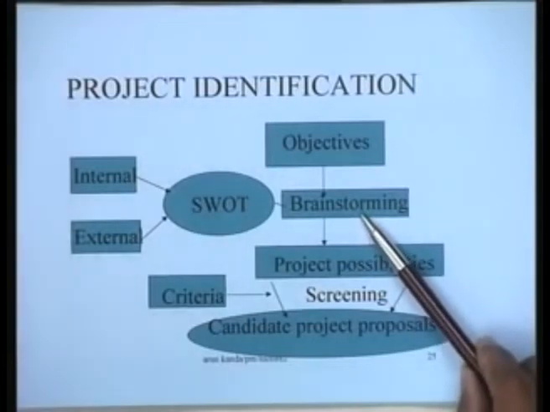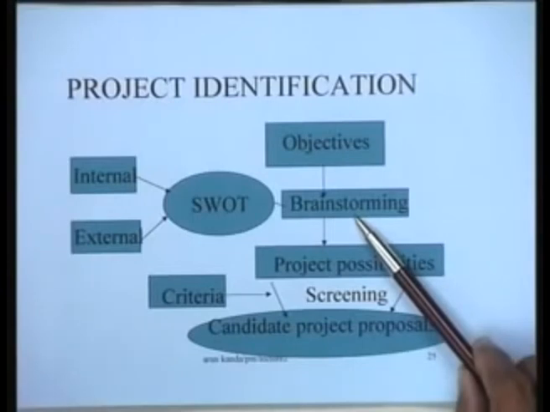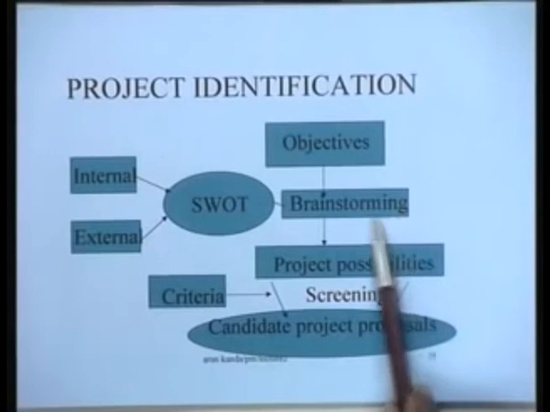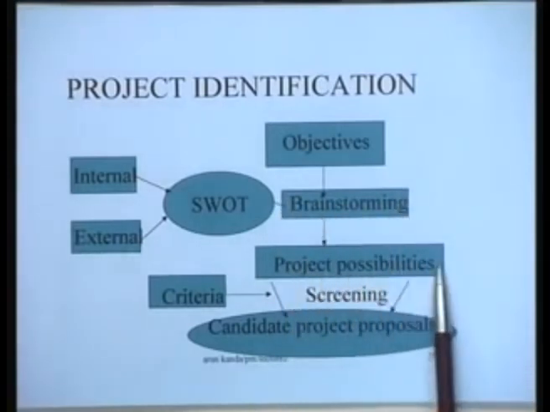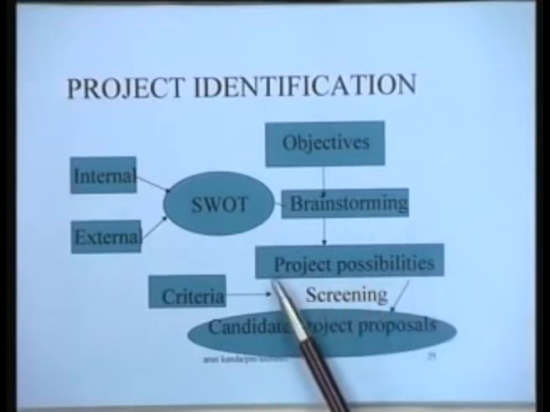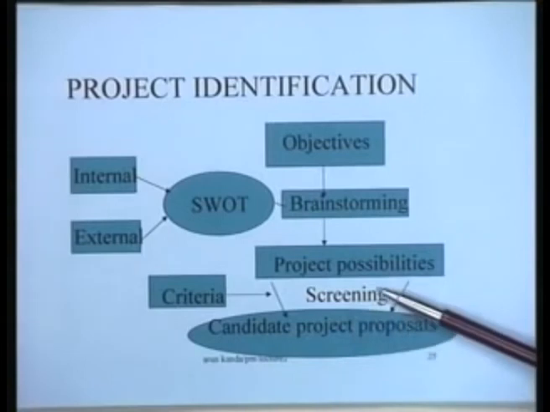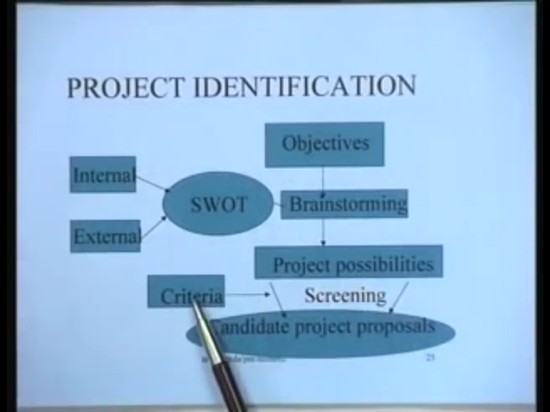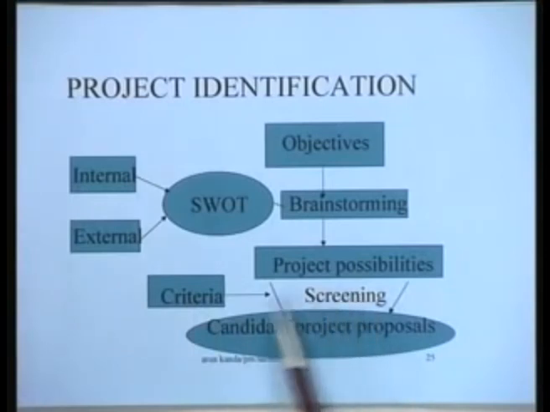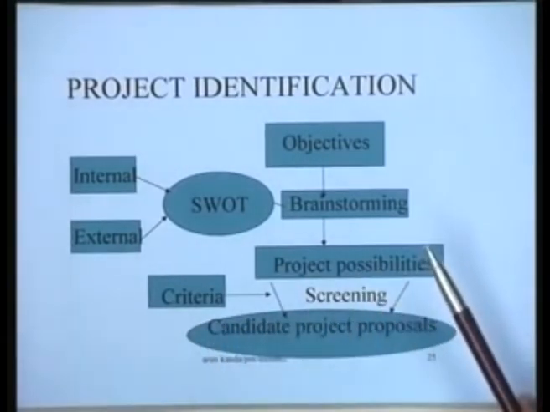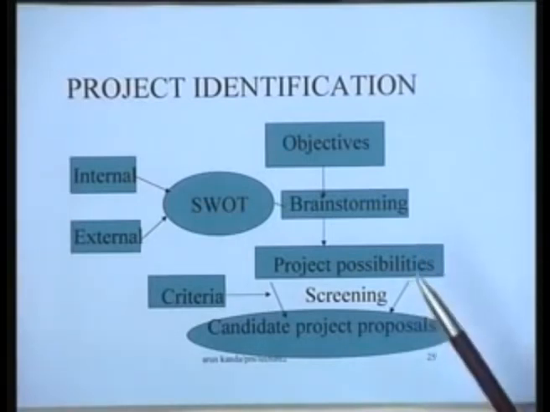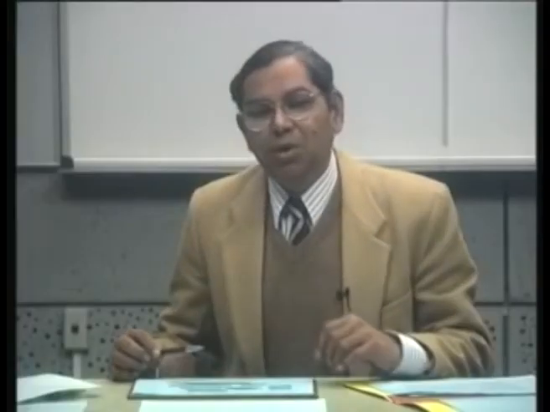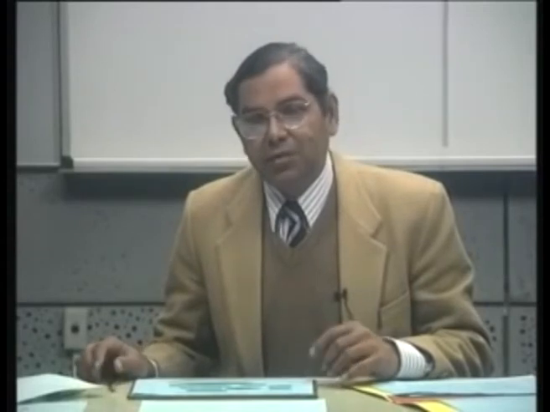And on the basis of this SWOT analysis and the objectives, you can conduct a brainstorming exercise. In fact, we did conduct a brainstorming exercise for an example of reducing the vehicular pollution in the city. The purpose of this brainstorming exercise is actually to identify some project possibilities. So, in this example that we did, we identified 8 project possibilities. These project possibilities are then funneled through a screening exercise, and this screening is based on some criteria. We chose 4 criteria for doing this screening exercise, and subsequently, as a consequence of this screening, we have a set of candidate project proposals, which in the example that we were doing, we had only 3 major proposals which could come out of the whole exercise. So, I think this is the whole framework of project identification as we look at it.